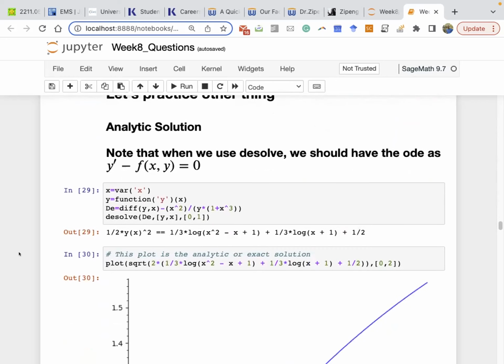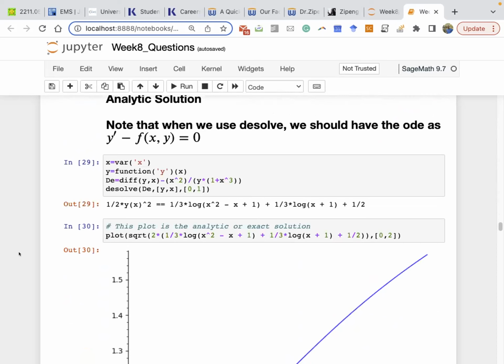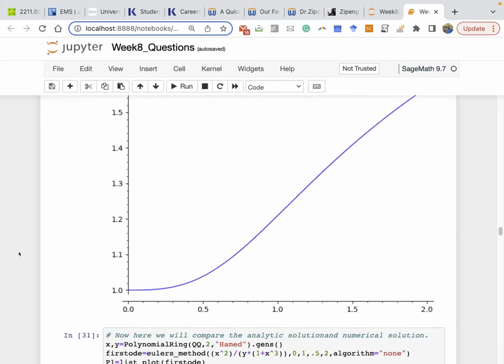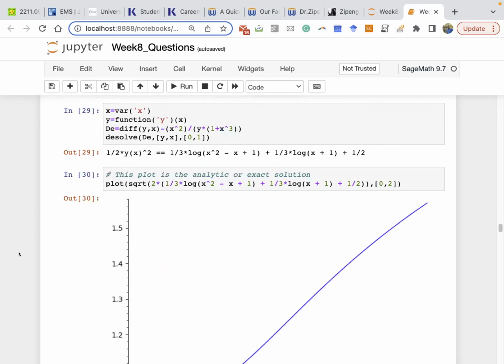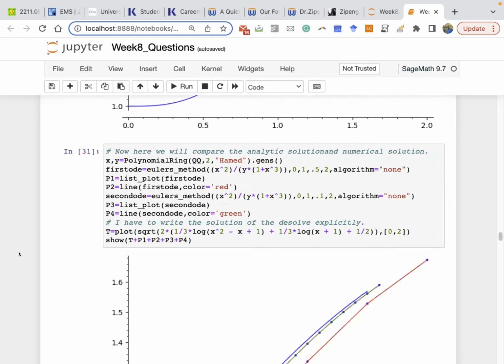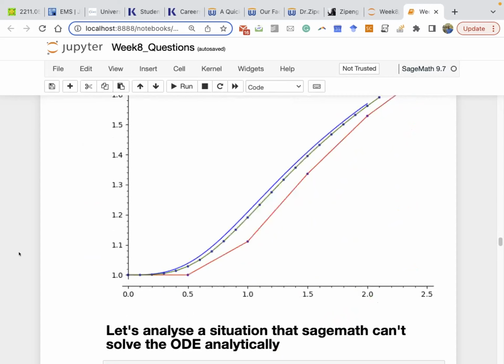Now, DE solve, you can use the DE solve, this guy here. Okay, then you can plot the square of this stuff, multiplied by 2, and the square of everything here. Okay, so you will have this. You can solve this with DE solve. You can use Euler's method and then DE solve together, and you can see that as the step size is finer, you will be closer to the exact solution.